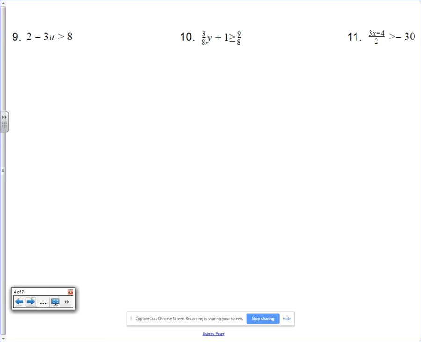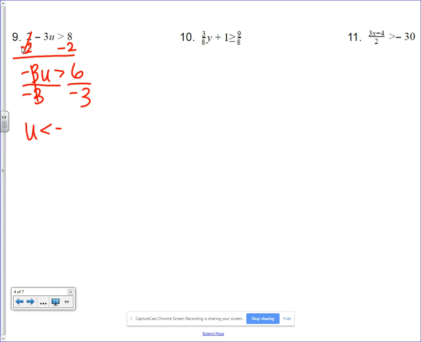Moving on to number 9, this time let's isolate that variable. We're going to subtract the 2. Then I'm going to divide by a -3. Again, notice I divided by a negative, so I'm going to flip that sign over. I've got a -2 on my number line, open circle, less than means I'm going to shade to the left. So all the answers are to the left of -2.